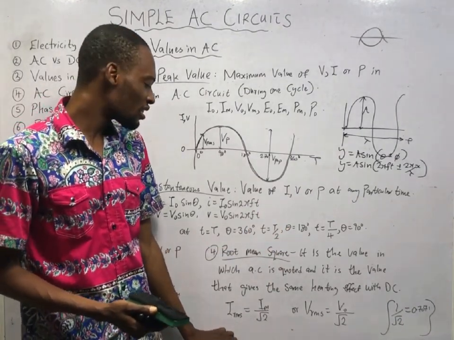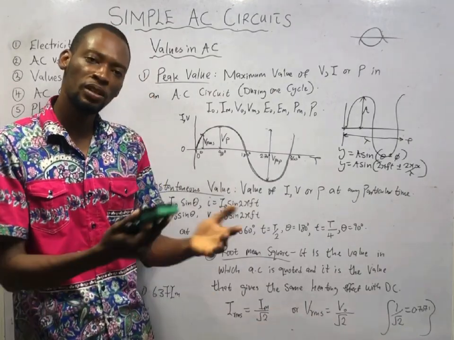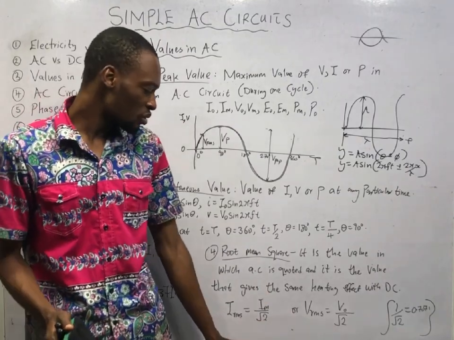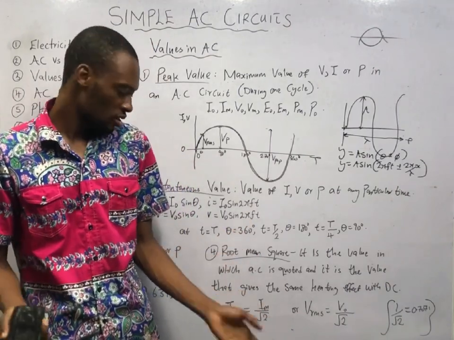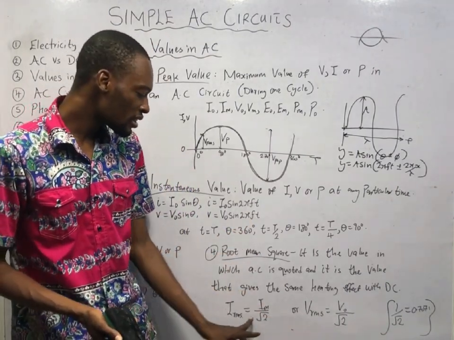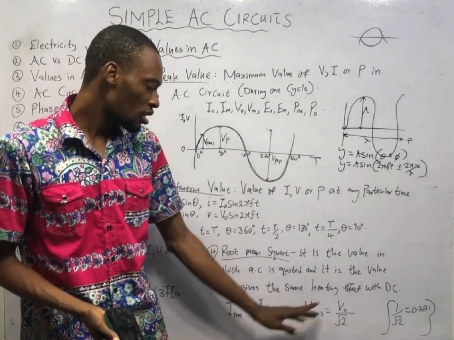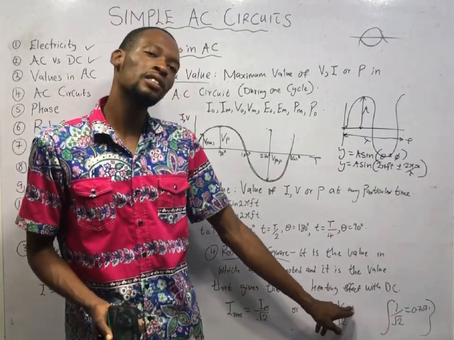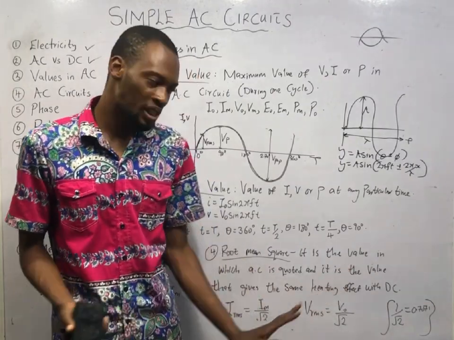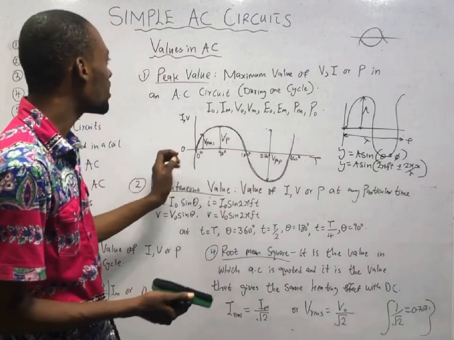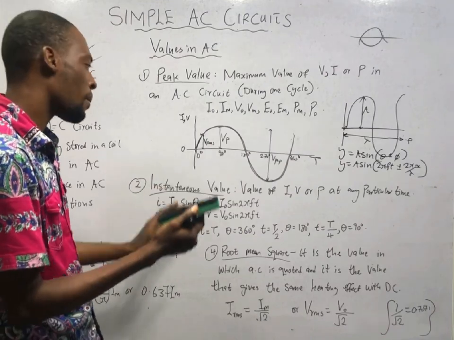So root mean square current is the same thing as maximum value of current divided by root 2. So when you have the maximum value of current, you divide it by root 2, you get the root mean square value. 1 divided by root 2, that is 0.7071. So root mean square value of current is 0.7071 times maximum value of current. Root mean square value of voltage is maximum value of voltage divided by root 2, or 0.7071 V0.